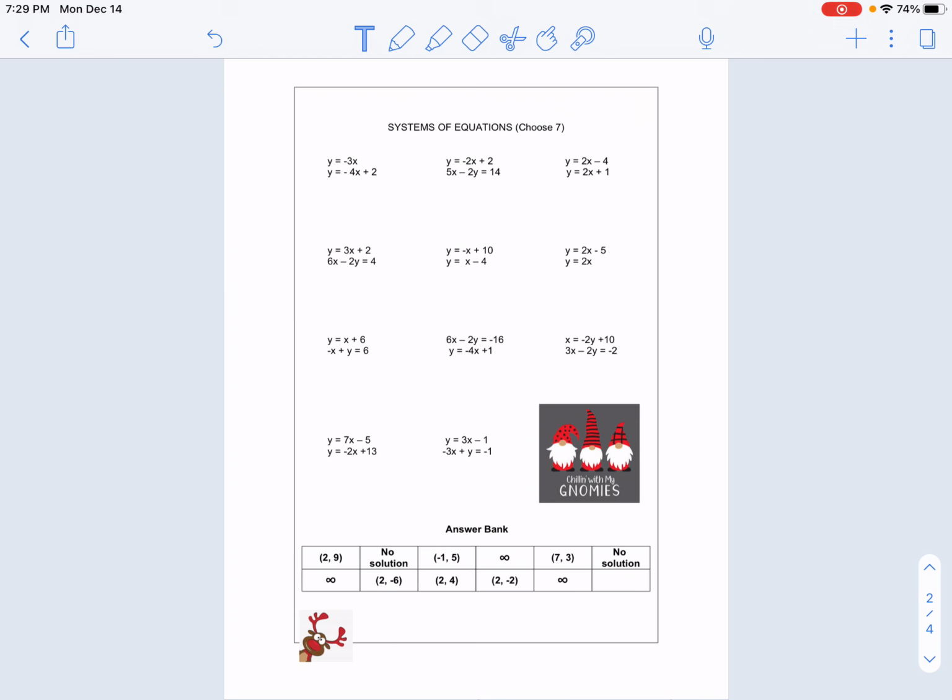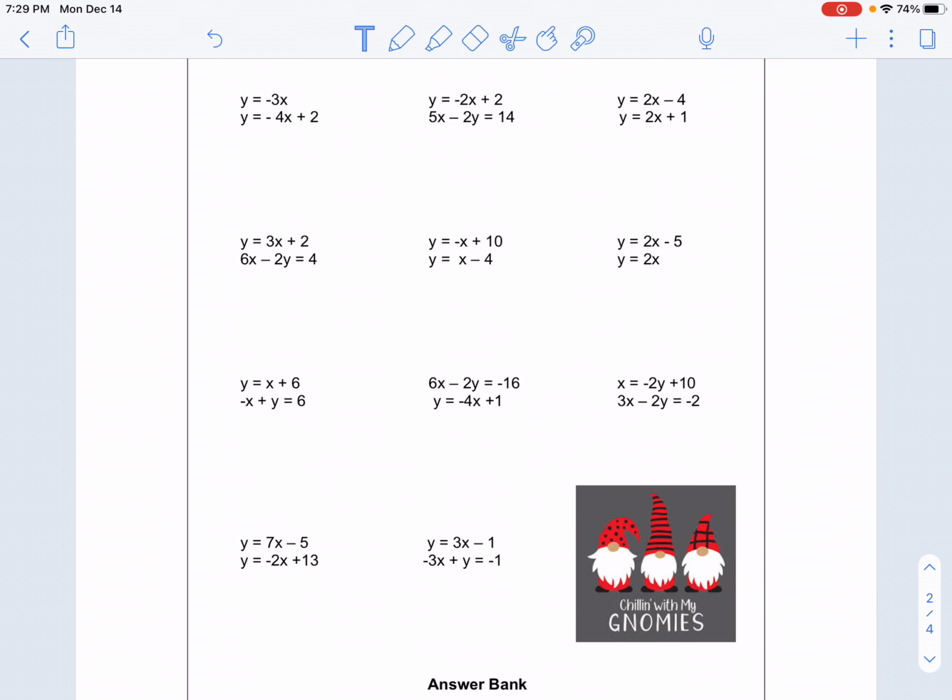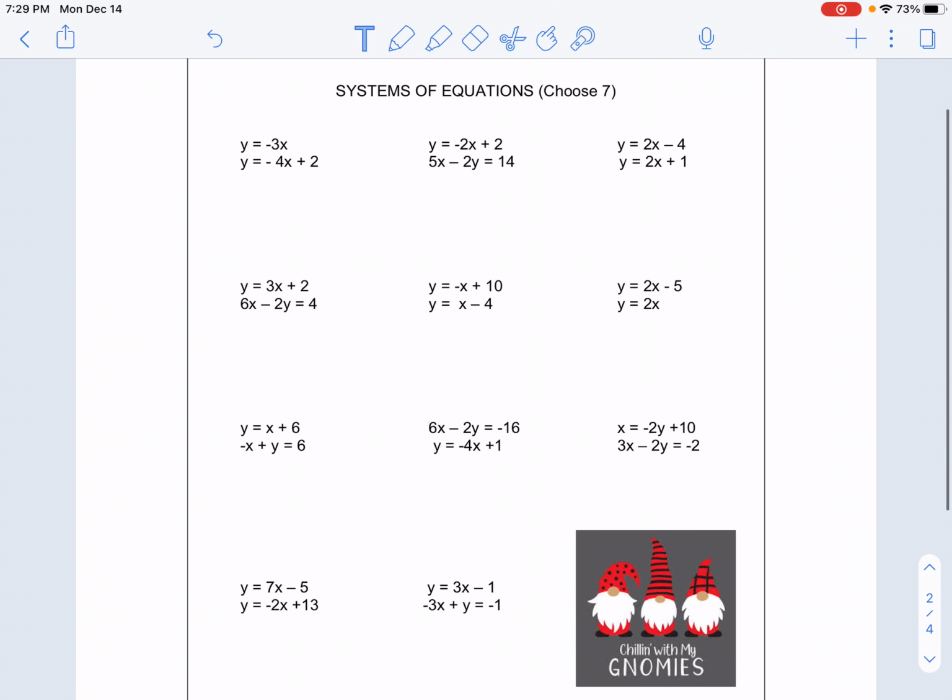There we go. Okay, so here are your list of systems of equations that you're allowed to use on this project. You only need 7, okay? And there are actually 11 of them. So you won't use 4 of them.